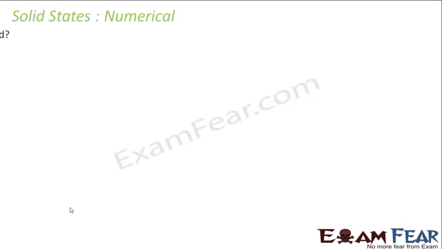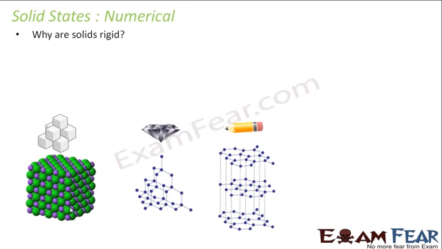Now we'll take some numericals on solid state. The first question is, why are solids rigid? We take examples of solids, for example NaCl, diamond or graphite. The intermolecular force of attraction between the constituent particles, that is ions, atoms or molecules, is very strong. Here it is all carbon, and the attraction between these carbons is very strong. In graphite also, the attraction is very strong.